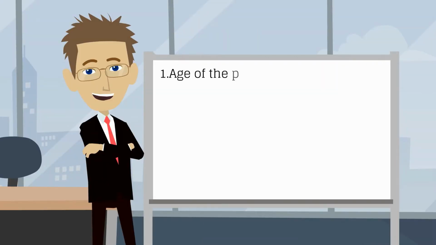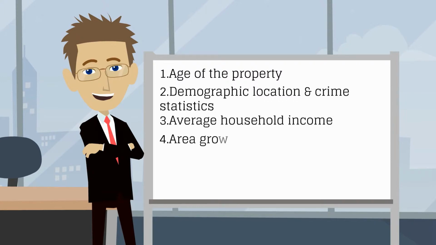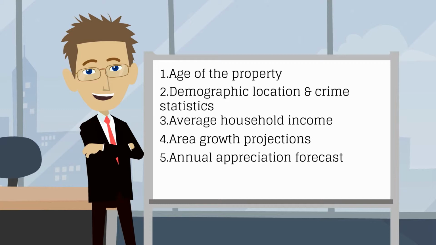1. Age of the property. 2. Demographic location and crime statistics. 3. Average household income. 4. Geographic and economic growth projections. 5. Annual appreciation forecast. 6. Monthly rental income. And finally, 7. Amenities.